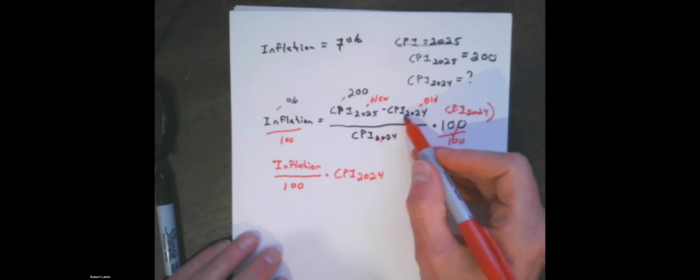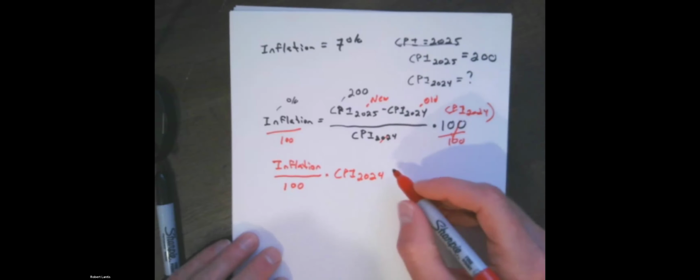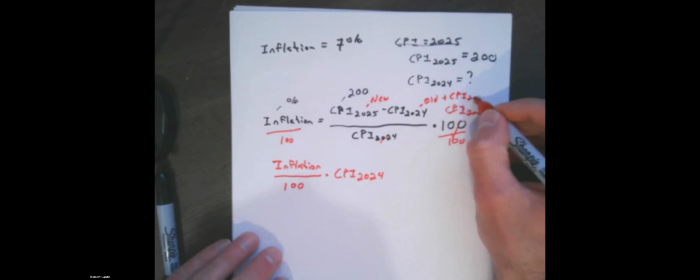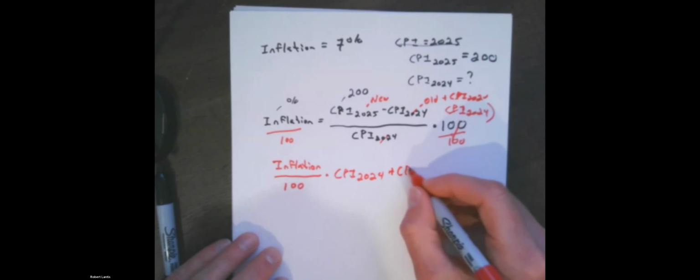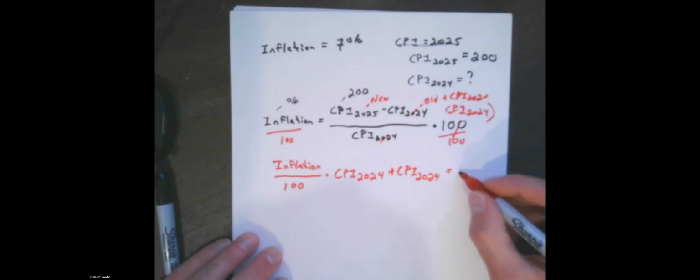I then have the CPI of 2024. So I'm going to add that to both sides. This cancels. And what I'm now left with, the only thing I'm left with on that right side of the equation, is my CPI in that newer time period. Okay. So that was just rearranging the equation a little bit.